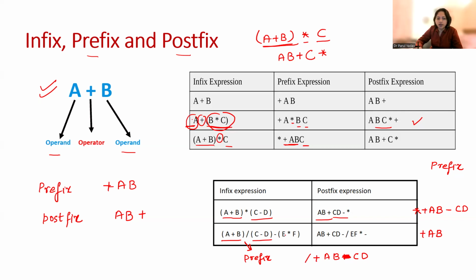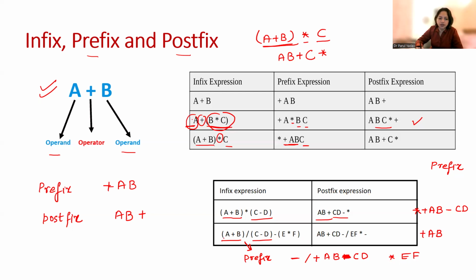Now let's do for E into F, right? E into F. So in this parenthesis, what you'll do? In prefix, you will write multiplication E and F, right? And then you need to do this minus this, right? So this is the first operand, and then this is the second operand, and then there will be the minus sign, right?